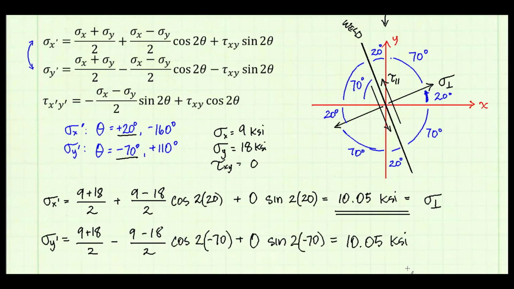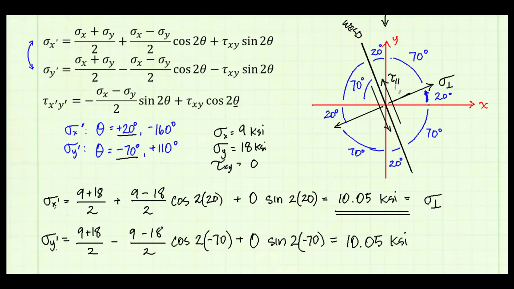For demonstration purposes, I'll also calculate the normal stress using the sigma y prime equation. In the sigma y prime equation, I'll use theta equal to negative 70 degrees. That means in the second and third terms, it'll be the cosine of negative 140 degrees or the sine of negative 140 degrees, and I get the same normal stress that I did before, demonstrating that the two equations do the same thing. They are just measuring theta from different axes, either the x or the y.